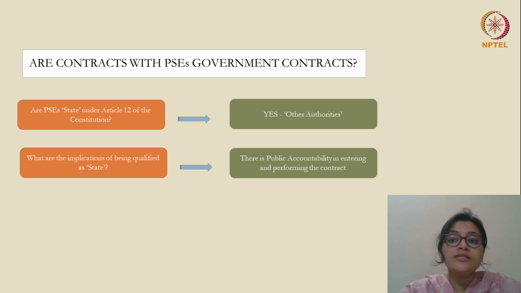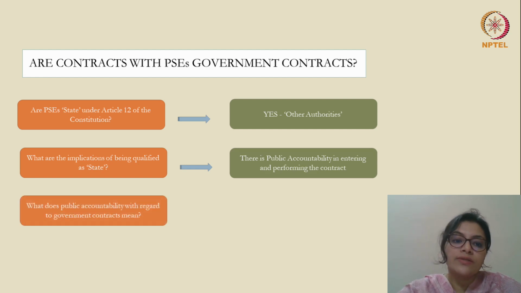The implication is that there is public accountability in entering and performing the contract. These contracts would not be considered like any contract that two private entities enter into, because here there is a public purpose or a public good involved. By this I mean that these entities would be answerable to the public, just like the state or the government, when they are performing their obligations under any government contract that they have entered into.